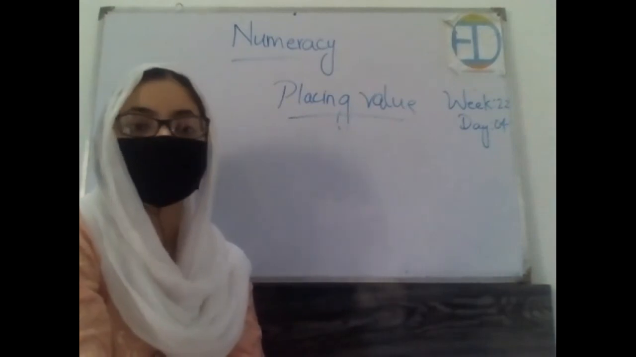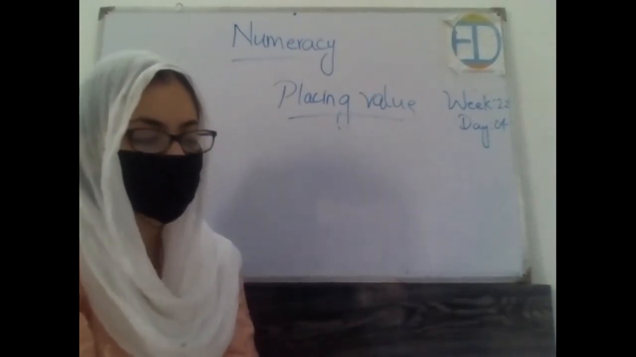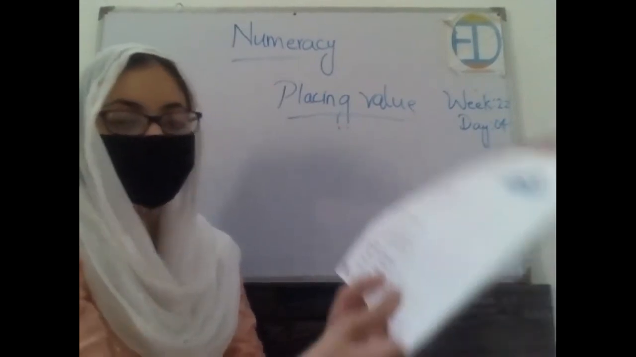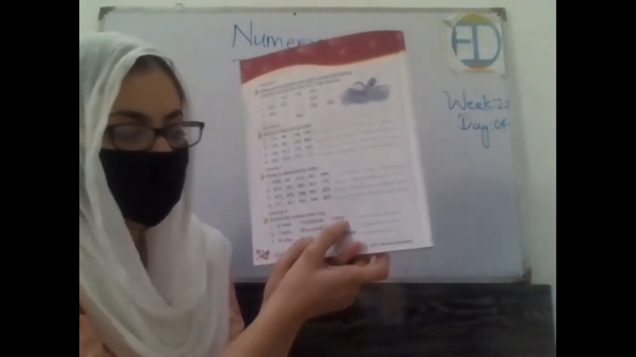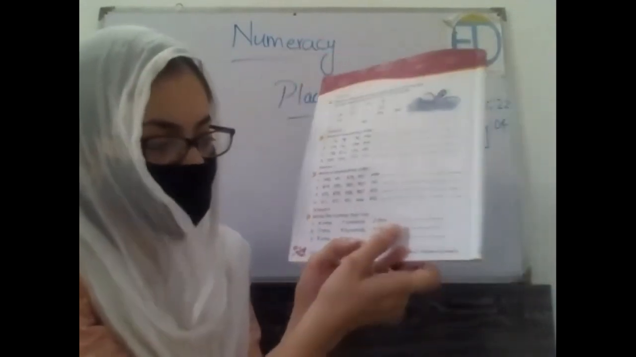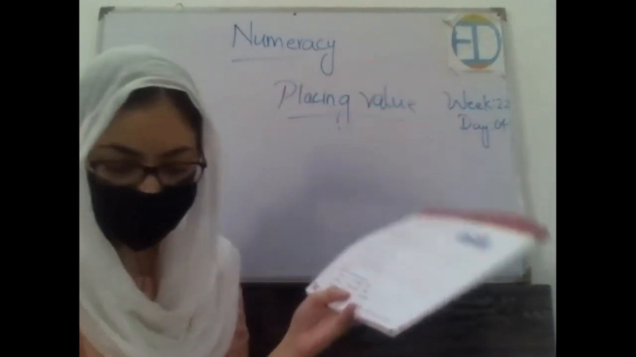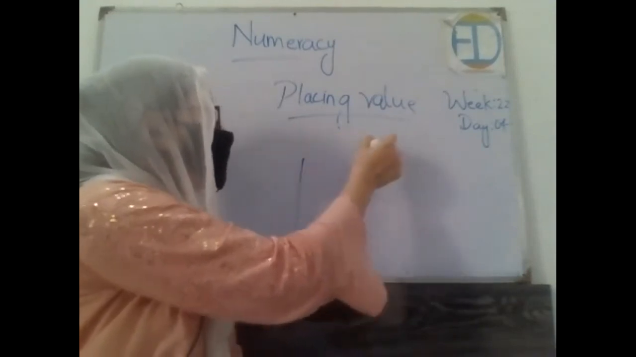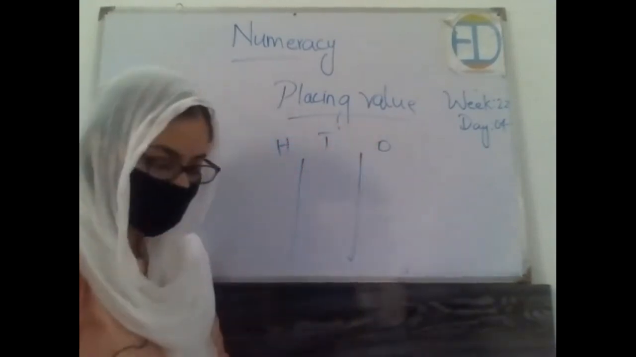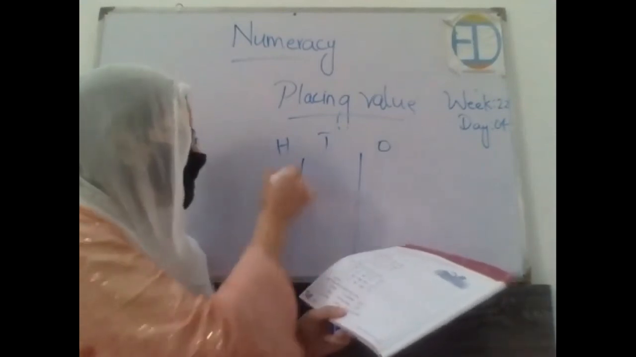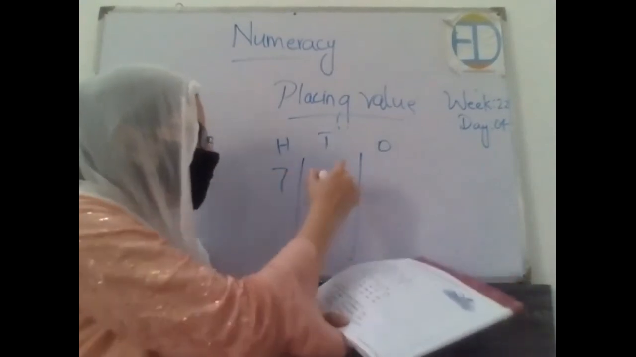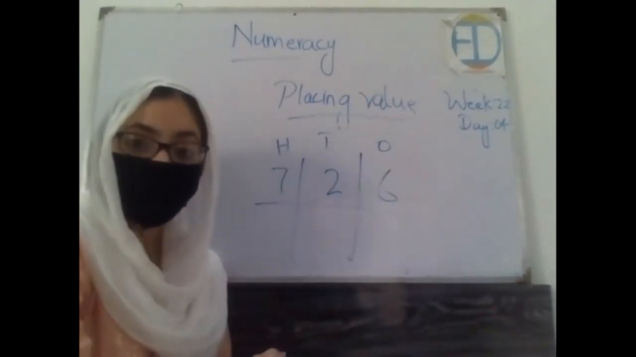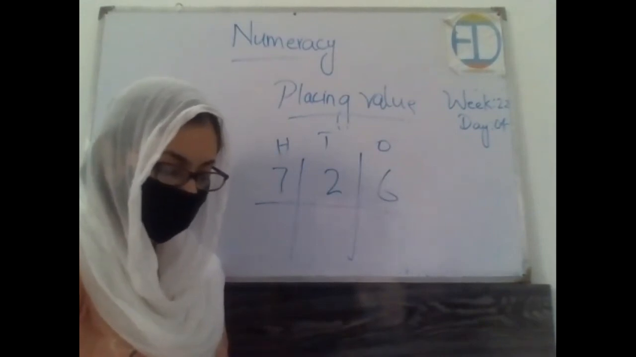And let's move toward the last exercise of today, which is about writing the numbers that have 6 ones, 700s, and 2 tens. So a number which has 6 ones, 700, and 2 tens, that number would be, you first write the place values. Okay, first make a column like this. So write ones, tens, and hundreds. Now what is the hundreds number? 7. Which is the tens number? 2. Which is the ones number? 6. So the number is 726.